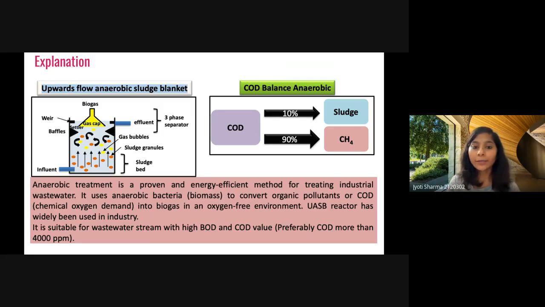So here, whatever organic matter we have, that will produce 10% sludge but 90% methane production, and methane we can use as a biofuel, right? So this is the advantage of the anaerobic sludge blanket in place of activated sludge, because activated sludge is giving you too much sludge. But in anaerobic sludge blanket, it is giving you just 10% sludge but 90% methane, and that we can use as a biofuel.